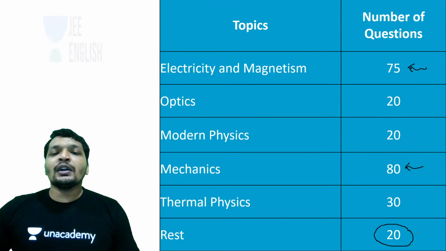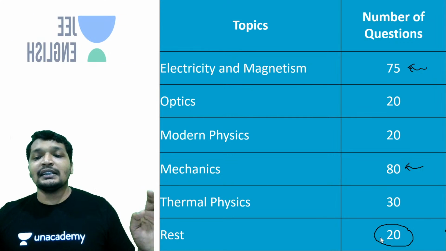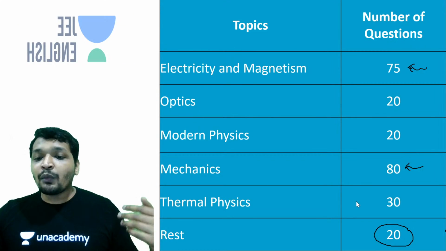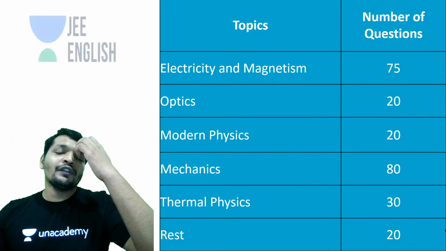From this you understood, you can't miss mechanics and electricity and magnetism. Either one of them should be really good. Really good means at least you're able to do 50% of the paper.